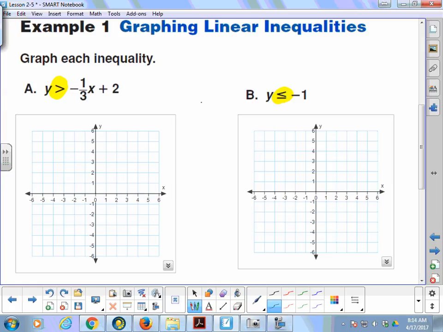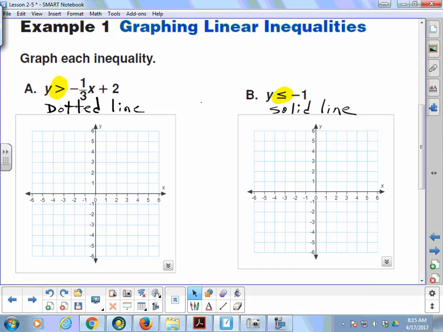Right? So since this says just greater than, our line here is going to be a dotted or a dashed line. Okay? And over here, this one for letter B, since it's less than or equal to, then that's going to be our normal solid line when we actually graph it. Okay? So, graphing these.